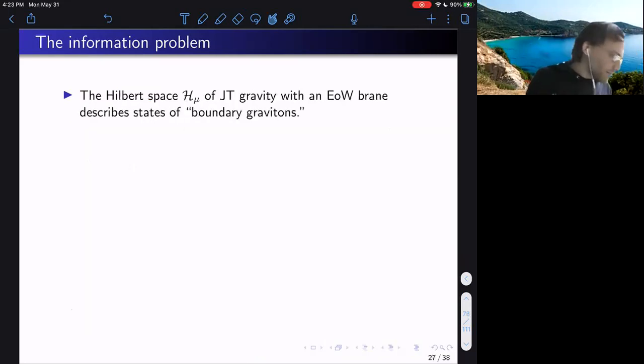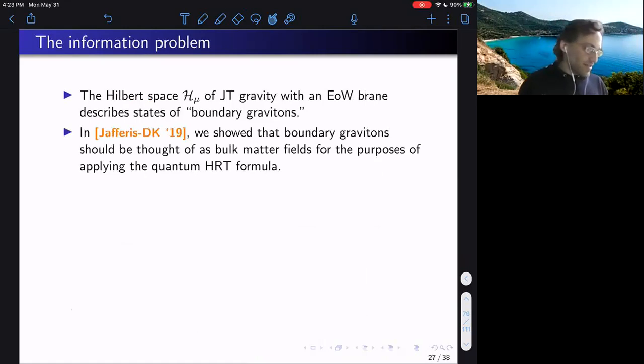Okay, so let me refer to the Hilbert space I mentioned at the beginning of this talk as H sub mu. That's just one asymptotic AdS boundary and one end-of-the-world brane boundary. And this describes states of boundary gravitons. That's basically because the dynamics of JT gravity comes from this fluctuating boundary. So in a paper from over a year ago with Daniel Jafferis, we showed that these boundary gravitons should be thought of as bulk matter fields for the purposes of applying the quantum HRT formula.